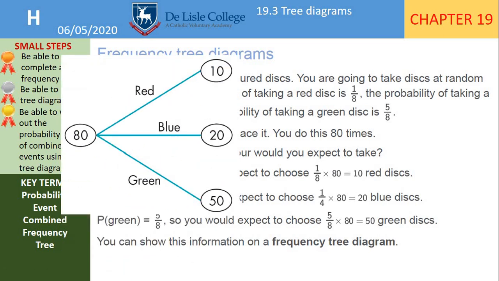So this is a frequency tree diagram. So we have ovals with the total numbers in. So the total number of discs to start with was 80. And then we have the branches coming off, which represent the red discs, the blue discs, the green discs. And we write the frequencies at the end of each of the branches. So we'd expect to get 10 red, 20 blue and 50 green. So this is quite a basic frequency tree diagram.